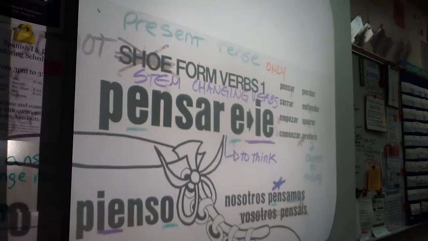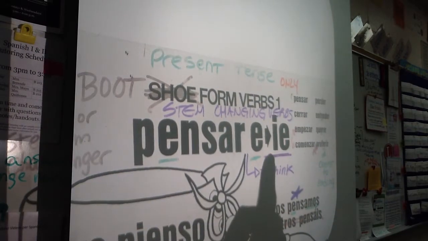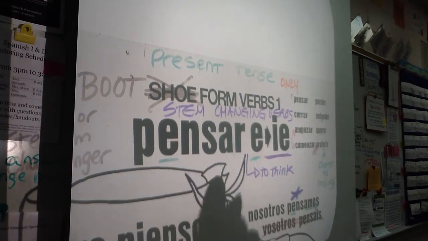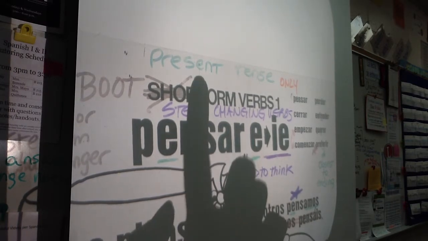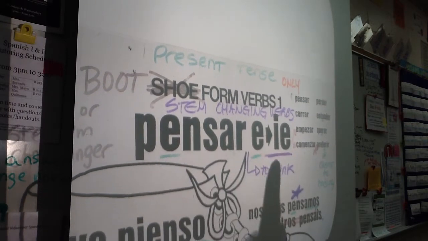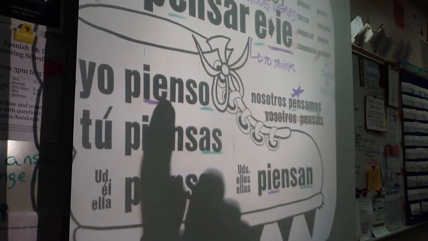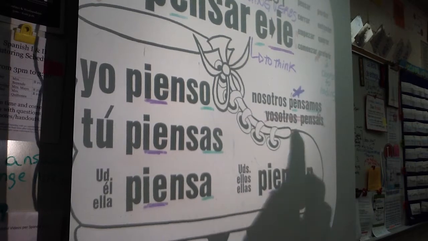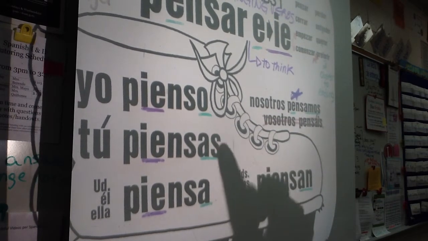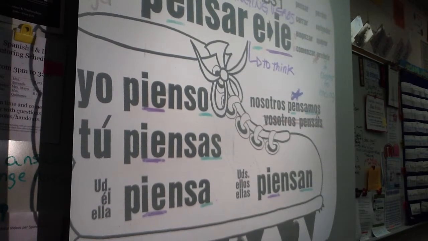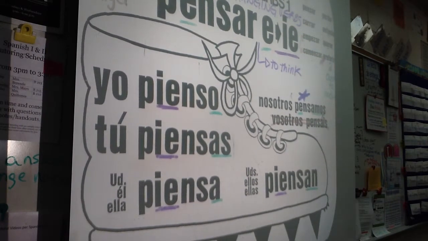Okay, the second type or family of stem changing verbs is E to IE. Pensar is to think. And again, we're going to have to start knowing meanings for these as well. But in the present tense only, it changes in the boot from E to IE. So, pienso, piensas, piensa, pensamos, piensan. So again, notice we're using present tense endings because we're only talking about these changes happening in the present tense.